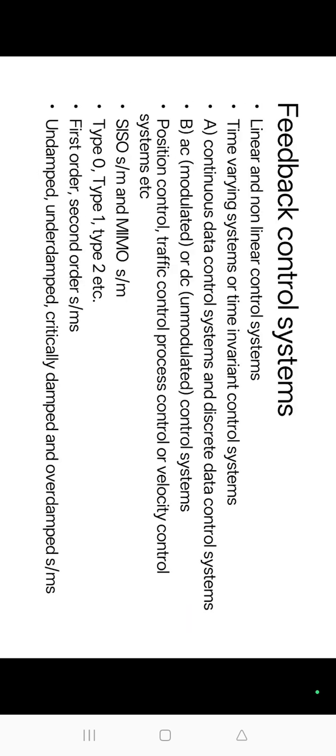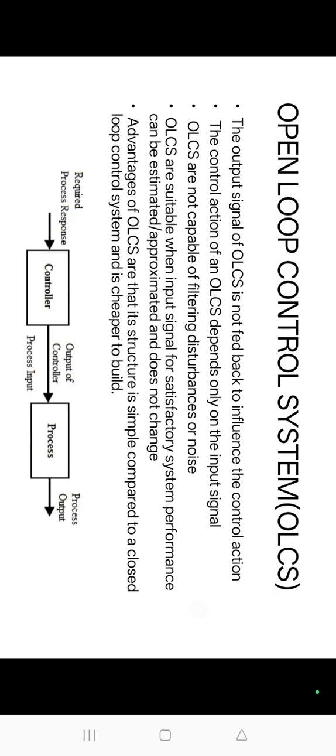Feedback control systems, linear and nonlinear control systems, time varying or time invariant control systems, continuous data control systems and discrete data control systems. AC or DC control system, position control, traffic control, process or velocity control systems. First order, second order, underdamped, critically damped and overdamped systems.